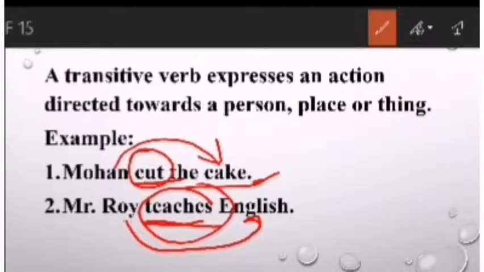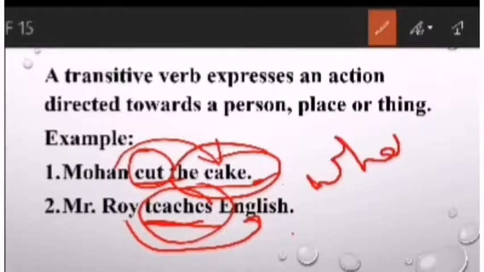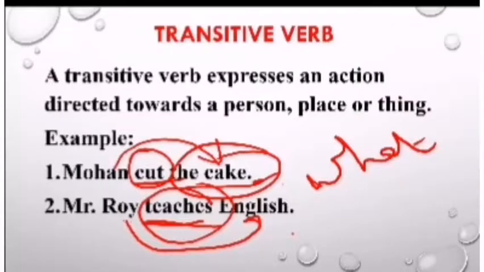So the action expressed by a transitive verb passes from the doer to the receiver. Okay, doer means subject. Subject receive that action of the verb. They are called object. Okay, so here the cake and English, as I told you, they are object. You can easily find it by putting a question. What? So Mohan cut what? The cake. And Mr. Roy teaches what? English. So the cake and English both are objects.